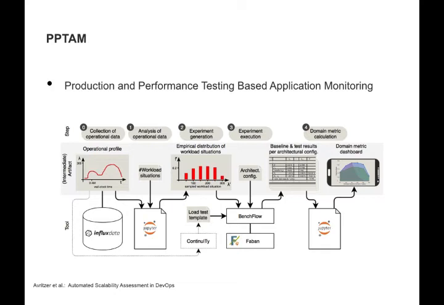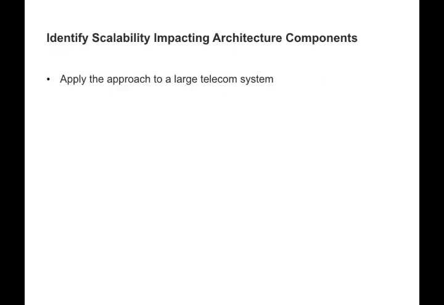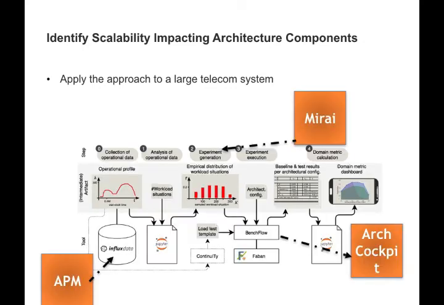We now move to the second part of this presentation, which is how to identify scalability impacting architecture components. So we apply the approach to a large telecom, and here you see the PPTAM with the different factors that we have added. One is Mirai attacks that can reveal the impact of security attacks on the domain metric, and it's the topic that was presented at the JSS journal. I recommend you review it if you want more details about that.